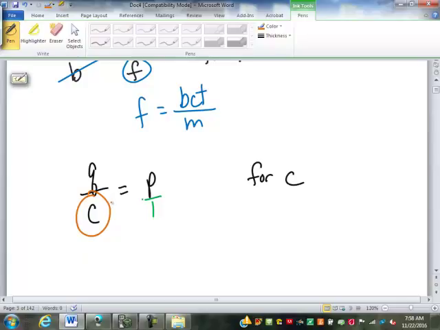So when I cross multiply, what two numbers get multiplied? C is what I'm solving for, right? So I'm going to leave that as my blank spot. So Q times 1, which is just Q, and then I divide by P. So C equals Q over P.